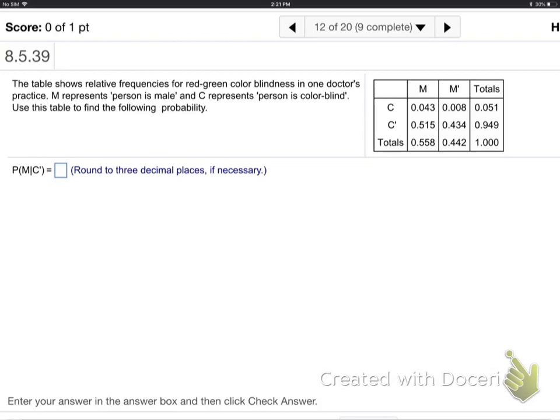Okay, so probability of M given not C. Remember, that line means given. That line means given. So that line limits the field, doesn't it? Right? You're given something. You're told something.